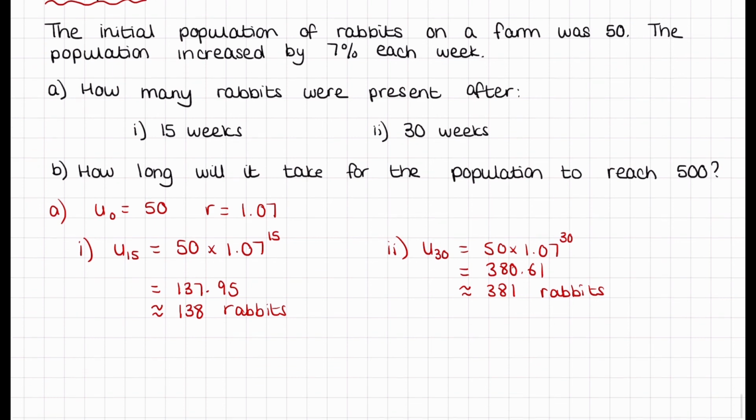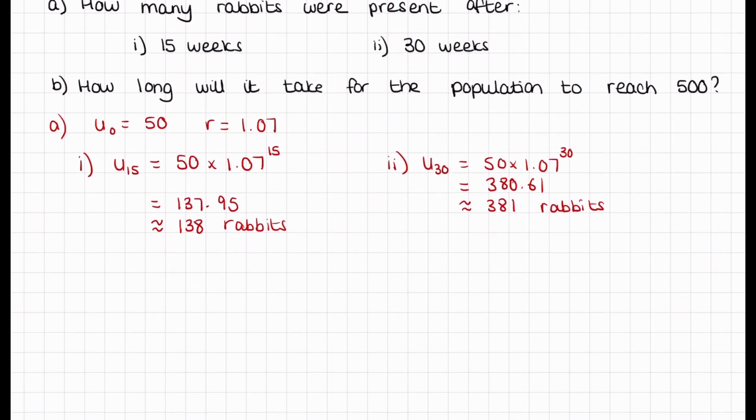And part B, how long will it take for the population to reach 500? So this time we know that Un would equal 500. U0 is the same, which is 50, and so is our r. But this time we're trying to find n. So it would be 500 equals 50 times 1.07 to the power of n. Now with this, you just need to do it in your calculator and you can use nsolve.